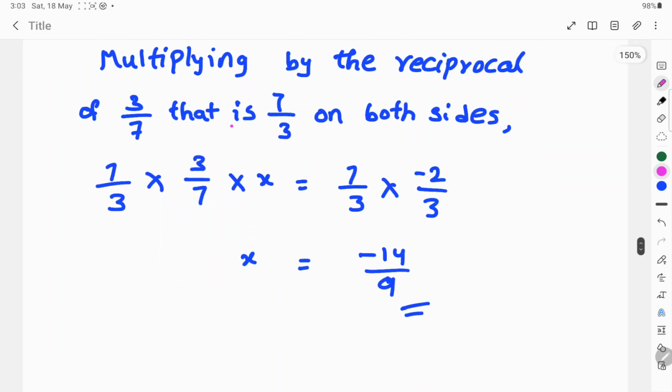So 7 by 3 and 3 by 7 will be cancelled. So x is equal to 7 times 2 is minus 14 by 3 times 3 is 9. Minus 14 by 9 is the solution.